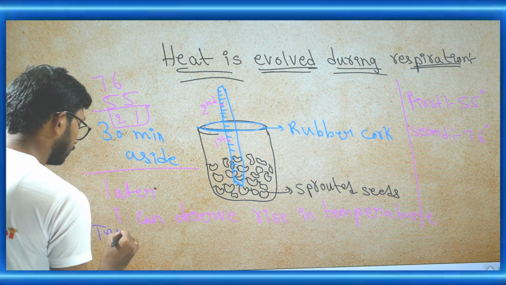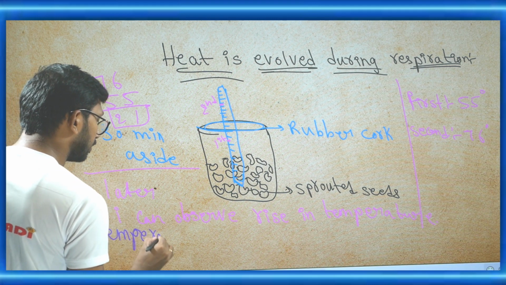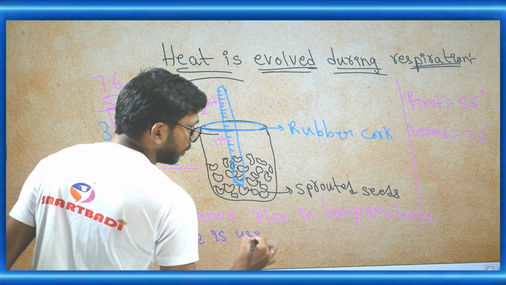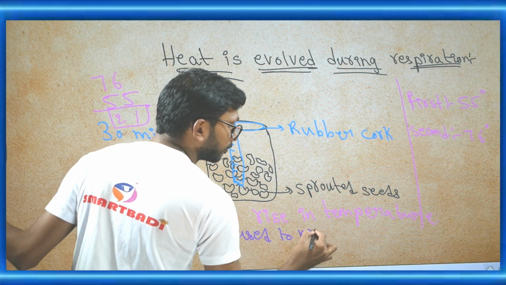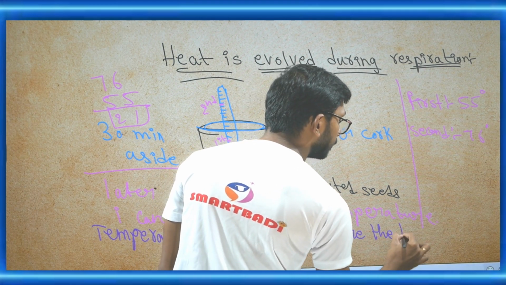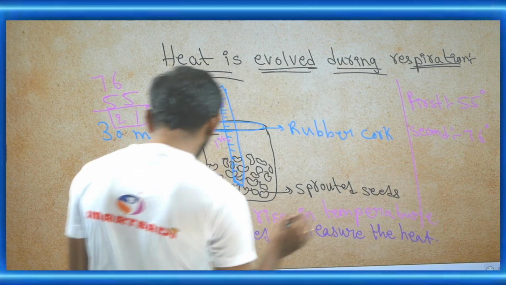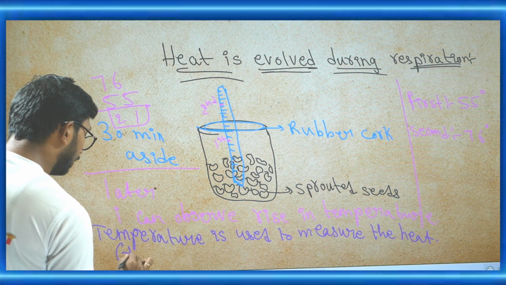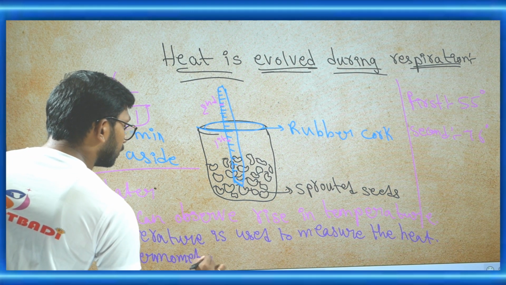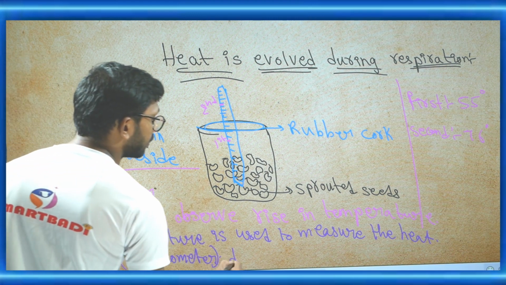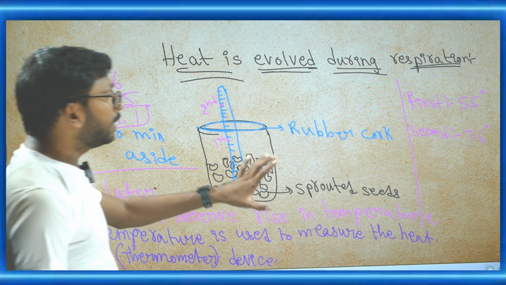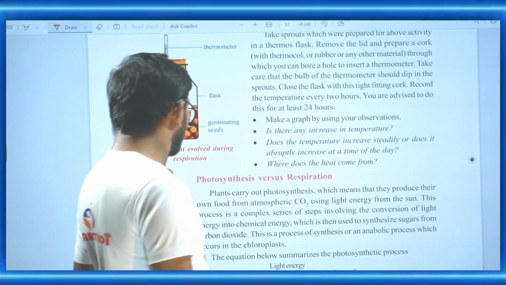So temperature is used to measure the heat. The temperature is observed in the thermometer. Thermometer is a device. This is the experiment. This completes our chapter.